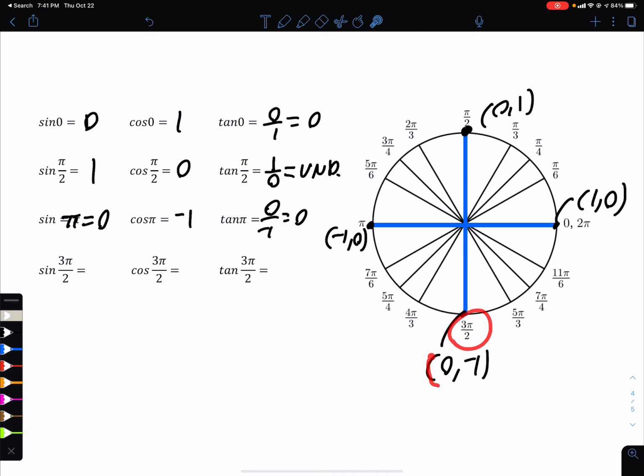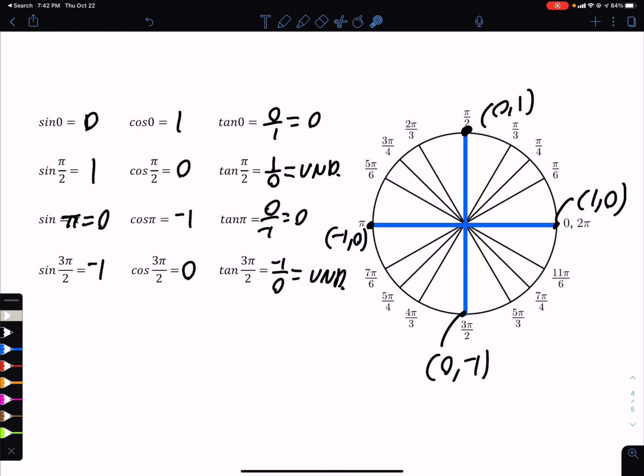Cosine's the x, sine's the y. Cosine 0, sine's negative 1. Tangent is sine over cosine, which is undefined. And think about this. Tangent is like the slope. The slope of this is undefined. The slope of that's undefined. The slope of that's 0. The slope of that's 0.